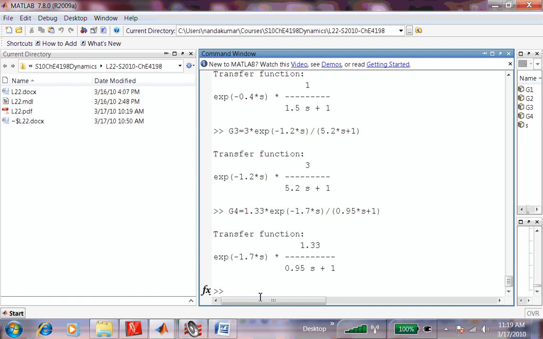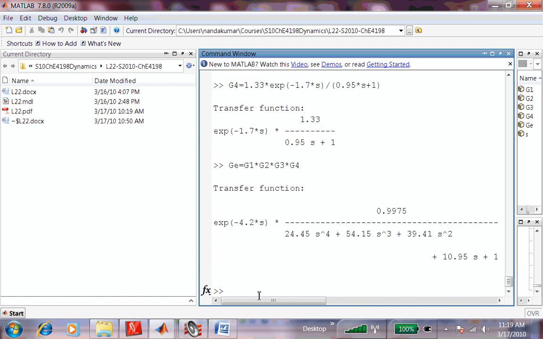Now, if I want to define an effective transfer function GE, that's going to be simply the product of G1 times G2 times G3 times G4. Let me see whether MATLAB will accept that. There it is. Okay. So you know what is the net gain of the four? It's 0.9975. What is the net delay? 4.2. And in fact, it will be the sum of all the individual delays, and the gain will be the product of all the gains. MATLAB has done that product and summation for me, and it has simplified the denominator also. I had four first-order systems, so it gives me an effective fourth-order system.